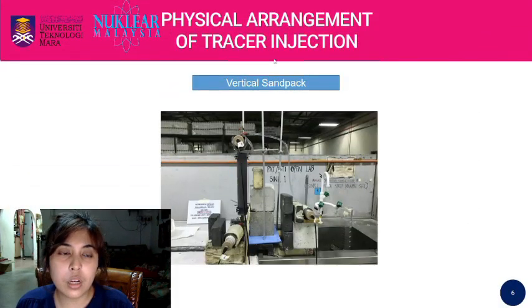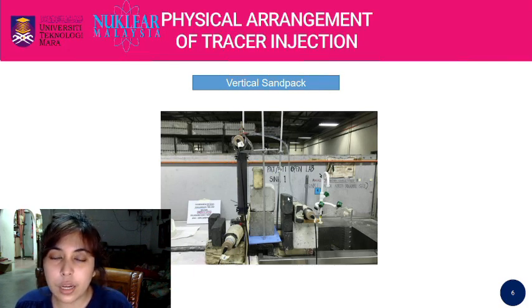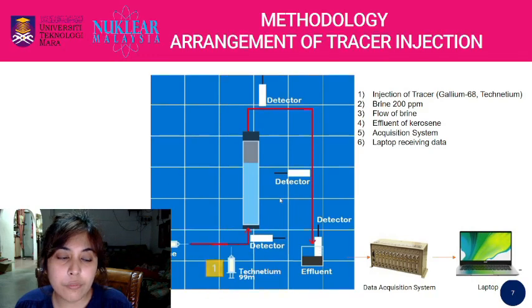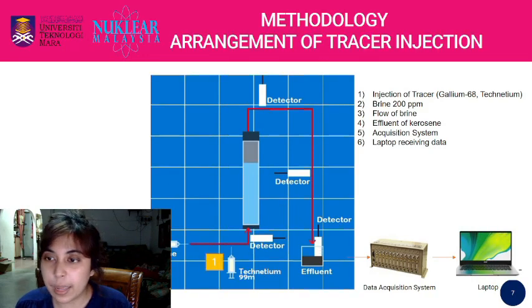After that we use the vertical sandpack. After we finish with the brine, the lowest salinity gives the highest oil recovery. Then we use the tracer injection. This is how we inject: first with technetium 99m, and then we inject the brine.